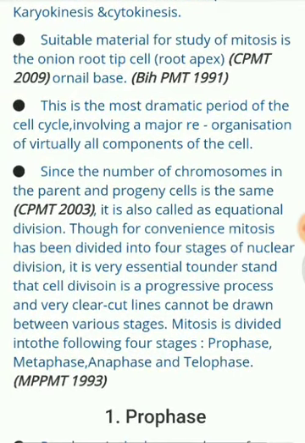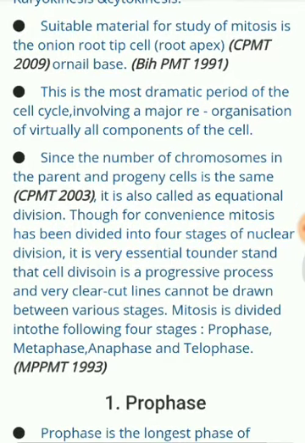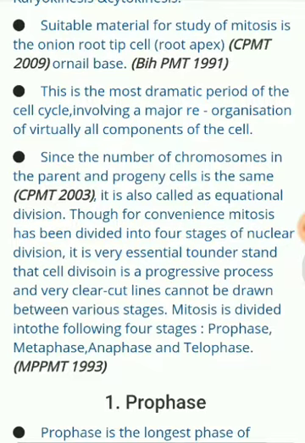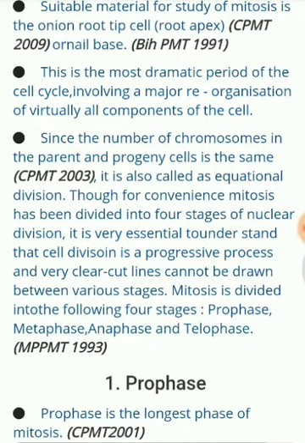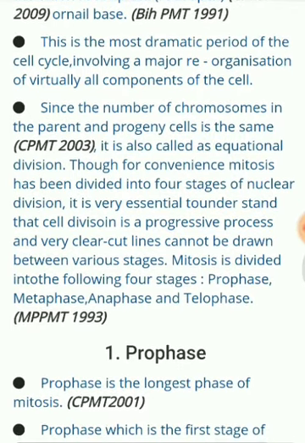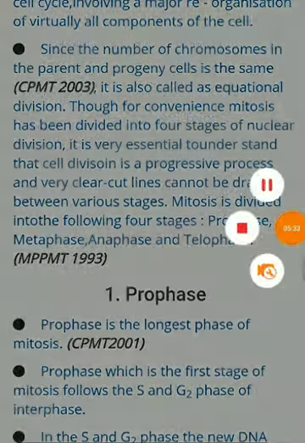This is the most dramatic period of the cell cycle, involving a major reorganization of virtually all components of the cell. Since the number of chromosomes in the parent and progeny cells is the same, it is also called equational division. Though for convenience mitosis has been divided into 4 stages of nuclear division, it is very essential to understand that cell division is a progressive process and very clear-cut lines cannot be drawn between various stages. Mitosis is divided into the following 4 phases: prophase, metaphase, anaphase, and telophase.